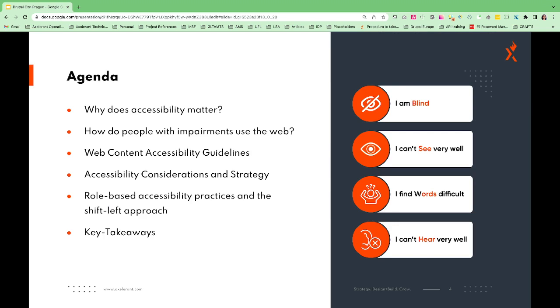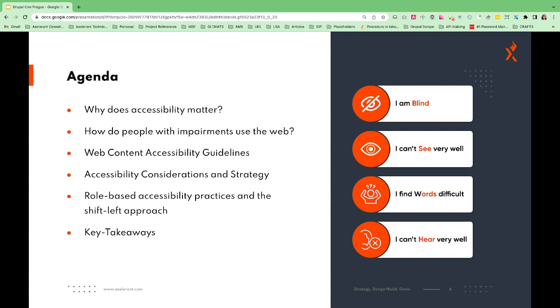So the agenda is: why does accessibility matter, and how do people with impairments use the web? I'm just sticking to the web right now, but there is a wider range of options, and a lot of products for that.